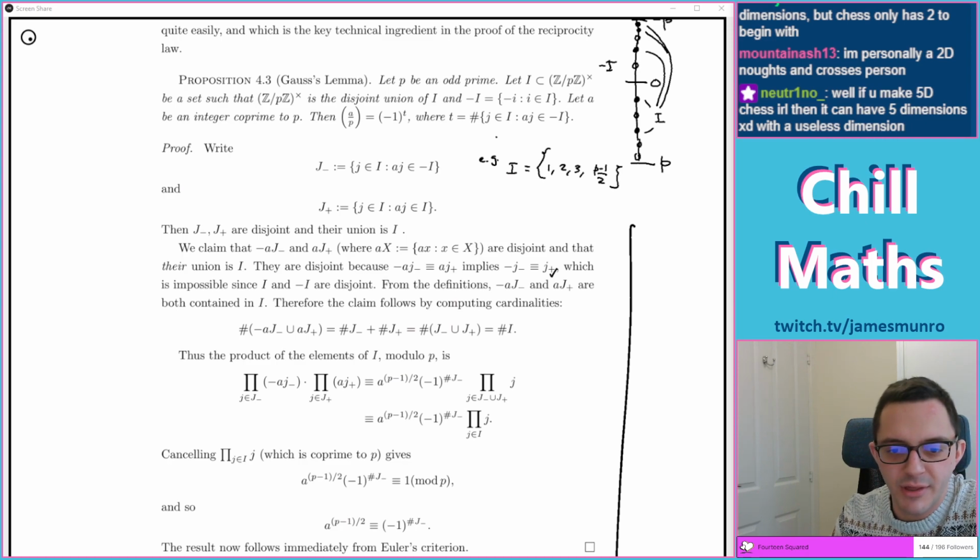Their union is the whole thing, because they've got the right sizes. Can you keep going? Is that what we're going to do? No. Oh my goodness, the product of the elements.